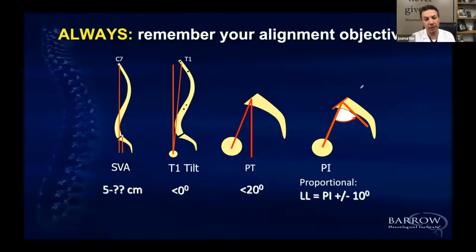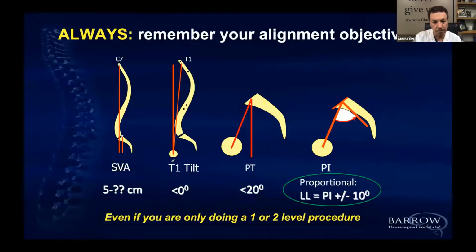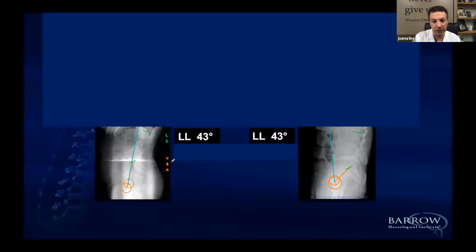So, just to go over the cases that you have, always remember your alignment objectives. You have to keep all these parameters, everything you do, within the box. The lumbar lordosis has to be proportional to the pelvic incidence, plus or minus 10. Make sure you reset the pelvis for pelvic tilt; you don't want to leave the pelvis retroverted.